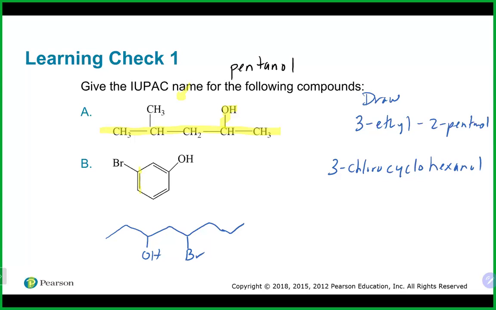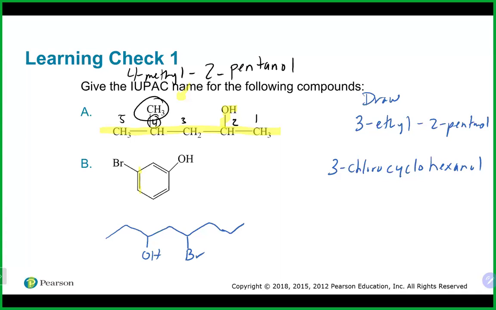Just looking at it, hopefully you can see that going right to left is going to give it the smaller number. Obviously, if you went the other way, you're looking at a 4 for the OH, and that's larger. So that's going to become 2-pentanol. And here at carbon number 4, there is a methyl group. So that will be 4-methyl-2-pentanol. Questions on that name?